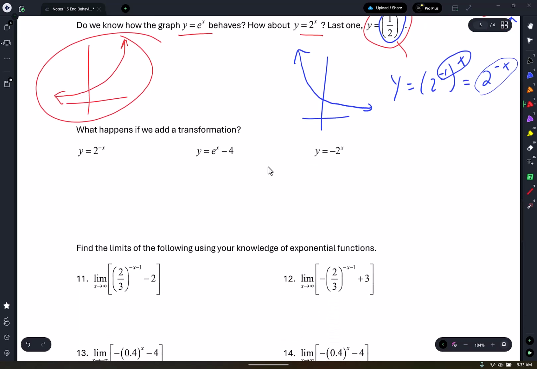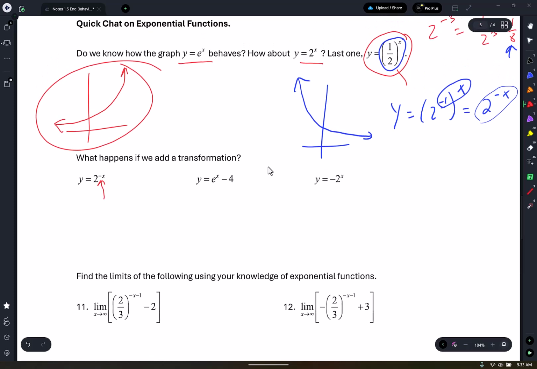All right, so here you go. What happens if we add a transformation? Well, if we put that negative up there, you already see what happened. Y equals 2 to the power x looks like this one. They all look relatively the same. The output's going to be different, but all the graphs look similar.